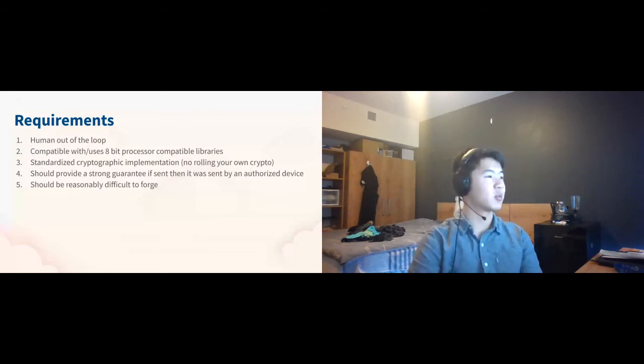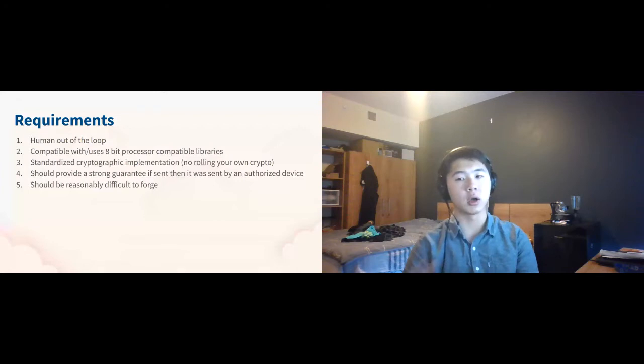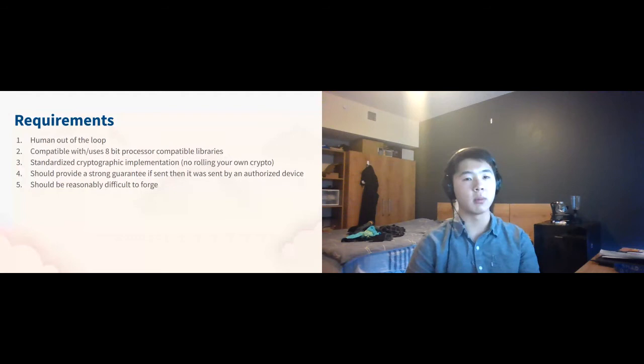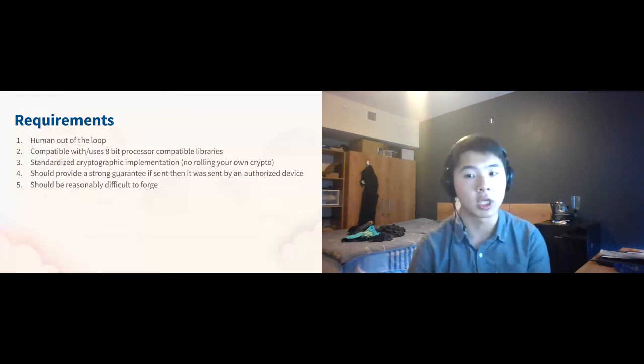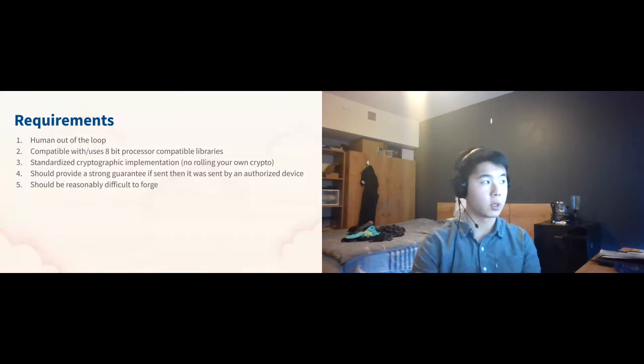Number 4, it should provide a strong guarantee that if it was sent, then it was sent by an authorized device. This is getting into the authentication and authorization bit. Number 4 essentially states that there has to be some element of authentication to it. If it was sent, we need to ensure that the device is who it claims to be, and there has to be some method for us to check that the device is actually authorized. That part ensures that someone can't just send stuff to my server anymore.